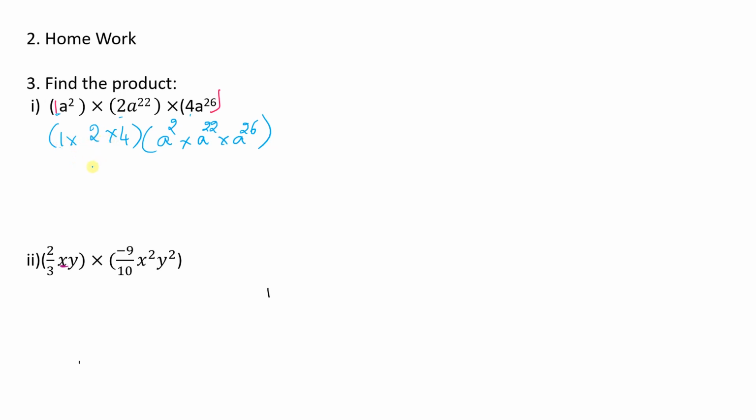Now 1 into 2 is 2, 2 into 4 is 8. Here, you need to make use of the first law of exponents. Suppose we have a to the power m into a to the power n, then what will we do? a to the power m plus n. Similarly, a to the power 2 plus 22 plus 26. That is equal to 8 into a to the power 2 plus 22 is 24, 24 plus 26 is 50, a to the power 50. I hope it is clear.